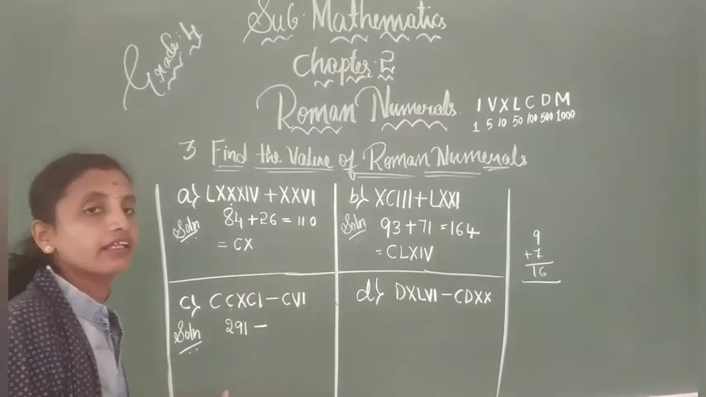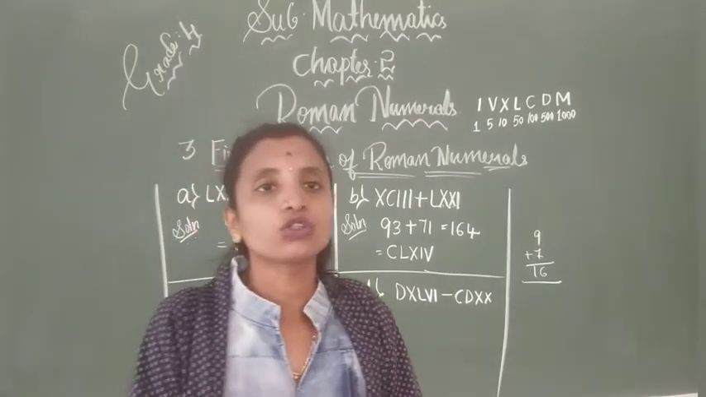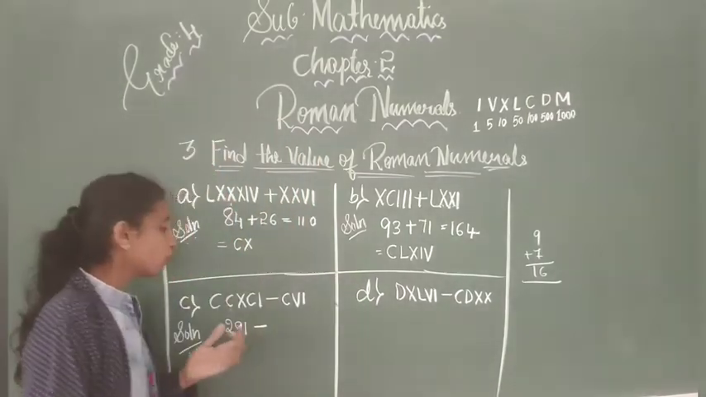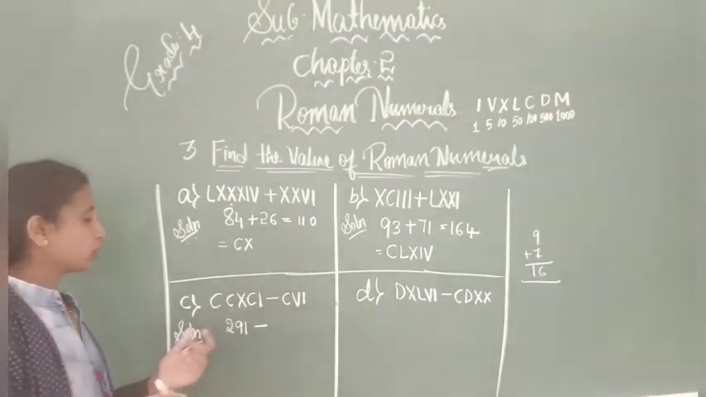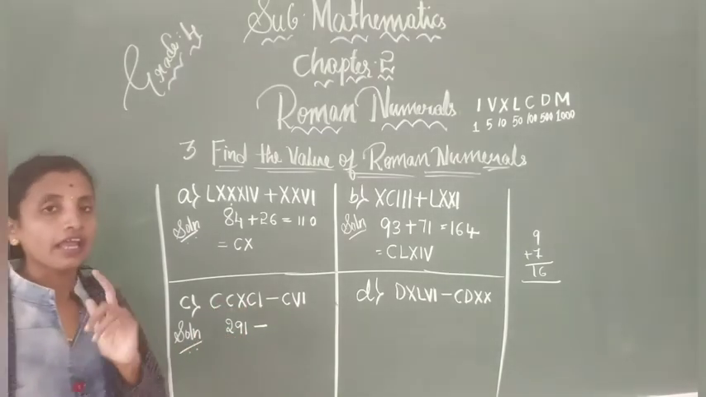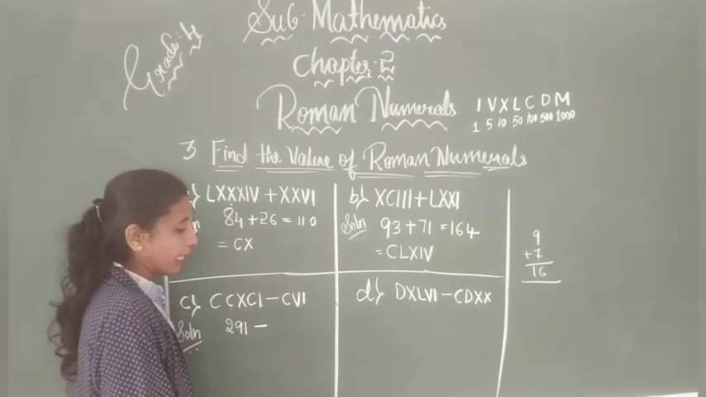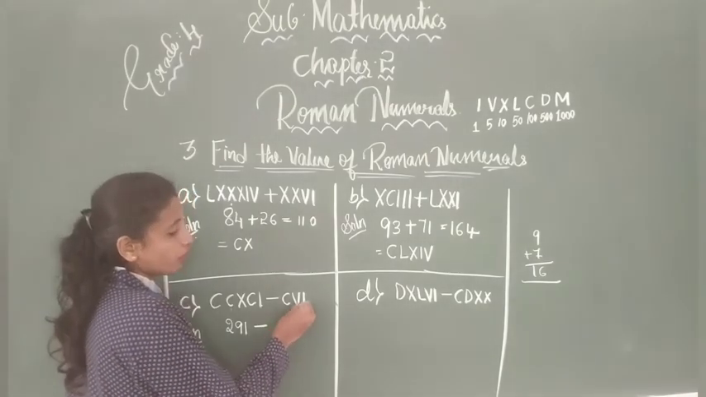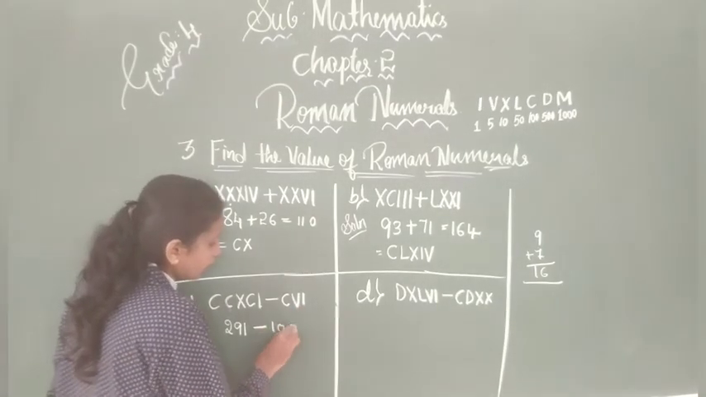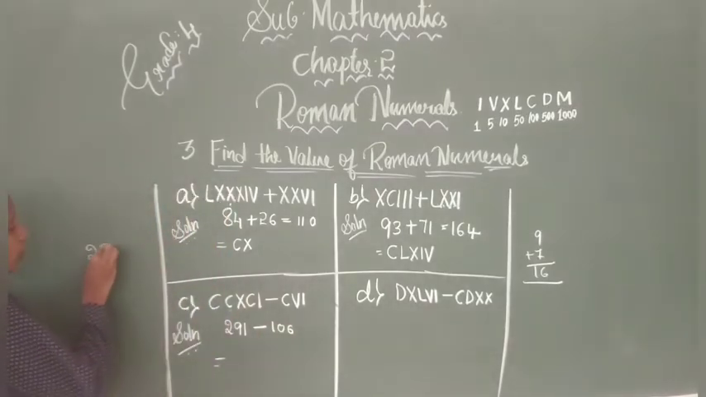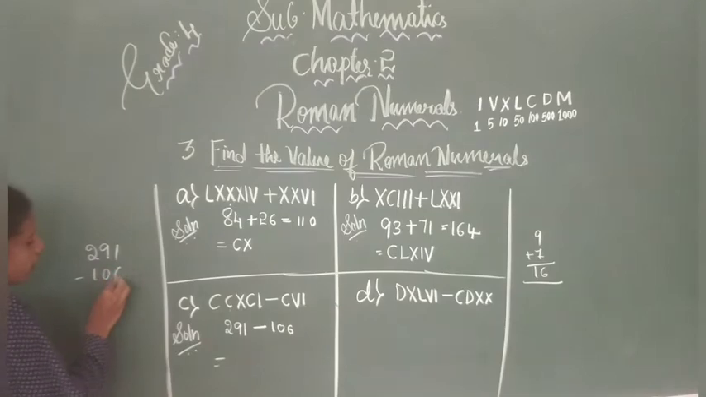Before I explain the rules, rules of repetition, rules of addition, and also rules of subtraction, by using all these I am doing the exercises. C means 100, CVI means 106. You have to subtract 291 minus 106. Is it possible to subtract 6 from 1?